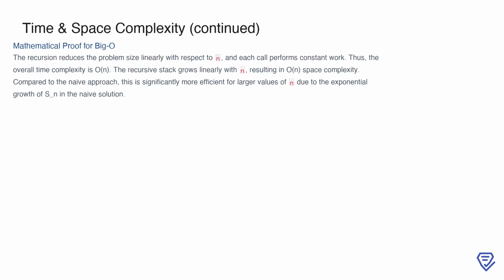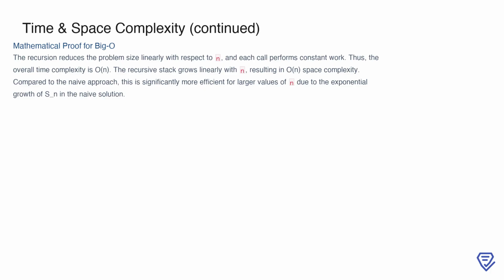Finally, let's solidify our understanding with a mathematical justification for the big O complexities. The recursion reduces the size of the problem linearly with respect to n, and the work done in each call is constant. This gives a total time complexity of O(n). Meanwhile, the recursive stack grows linearly with the depth of recursion, which also scales with n, leading to O(n) space complexity.